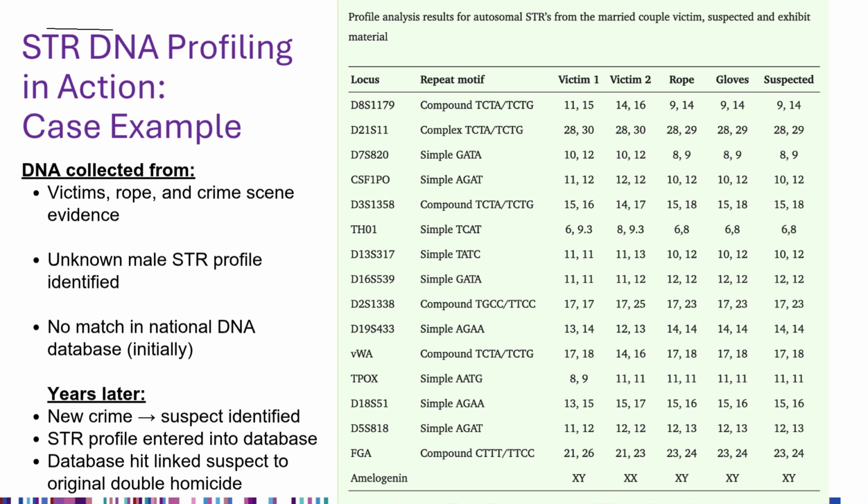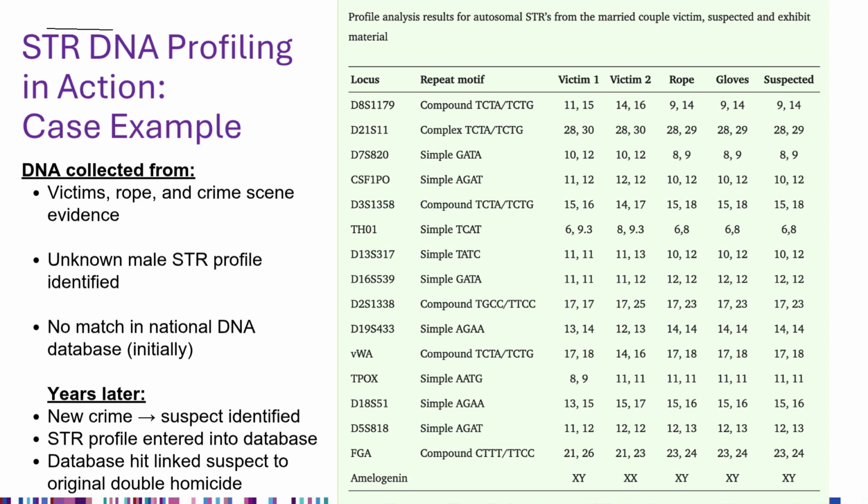So here we have a case that illustrates how traditional STR-based DNA profiling is used to identify suspects. Following a double homicide, DNA was collected from multiple sources, including the victims, a rope, and other crime scene evidence. Analysis revealed an STR profile belonging to an unknown male, but when this profile was searched against the National DNA Database, there was no match. Note that the DNA found on the rope, the gloves, and the suspect DNA match at all the pairs.